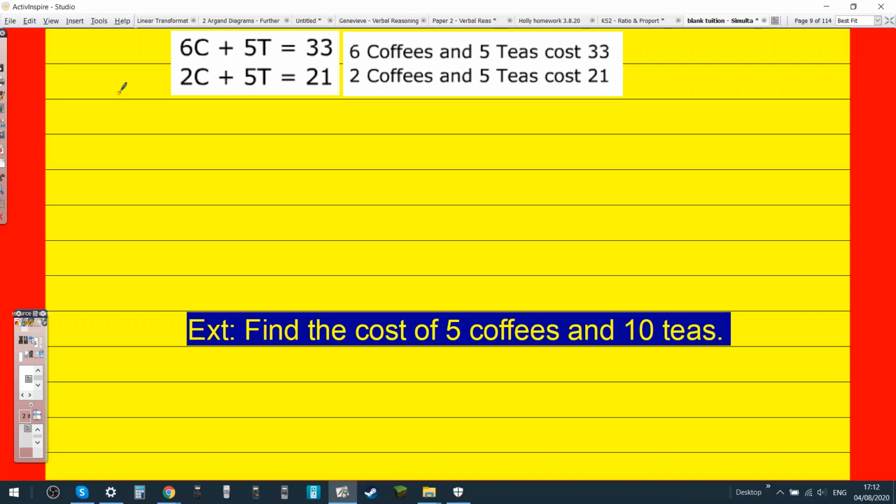Find the cost of 5 coffees and 10 teas. Okay. Wait, oh, that's the extension. Isn't it? 6 coffees and 5 teas. Wait, is it 21p or pounds? I think this one will be pounds. Okay.